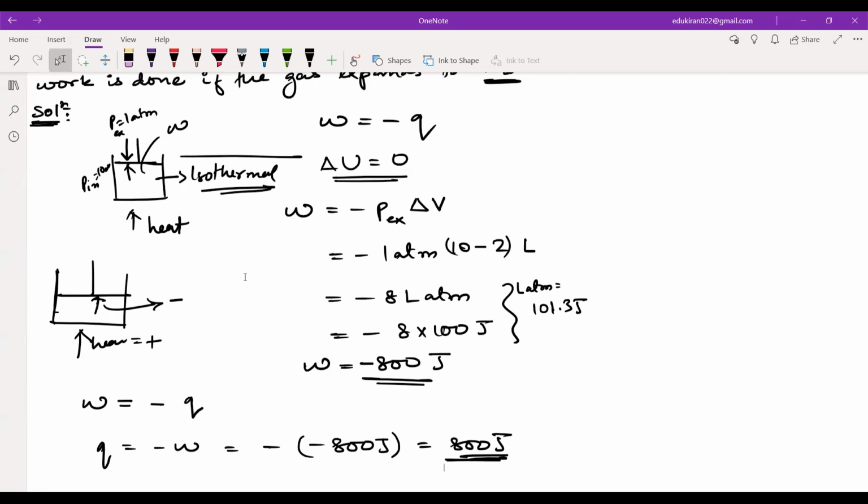I will write the next question. All the values are the same, but we are changing the conditions. Okay. We are changing the conditions.